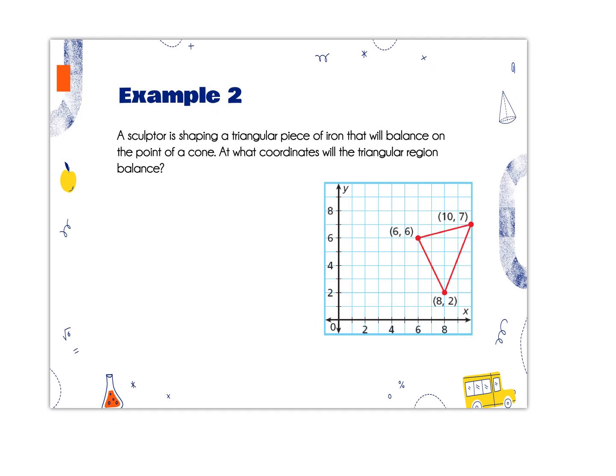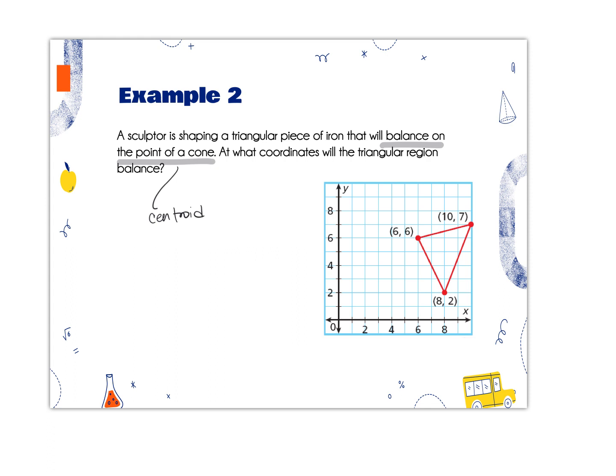In example 2, it says a sculptor is shaping a triangular piece of iron that will balance on the point of a cone. Again, if they're talking about balancing on the point of a cone, I know that for balance, I'm looking for the centroid. Absolutely 100% looking for the centroid. So when it says at what coordinates will the triangular region balance, they're saying at what coordinates is the centroid located.